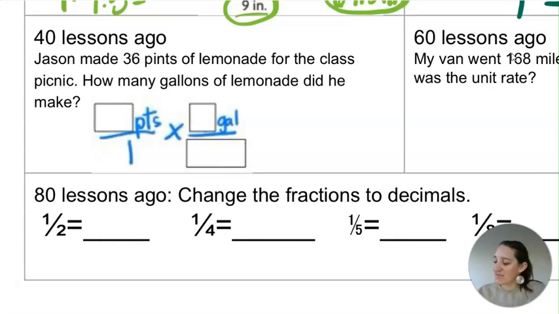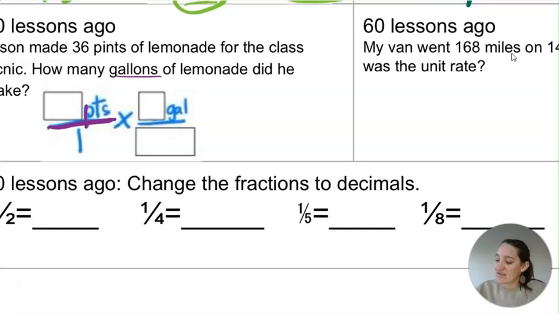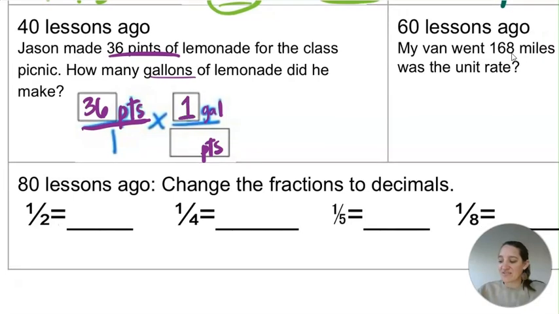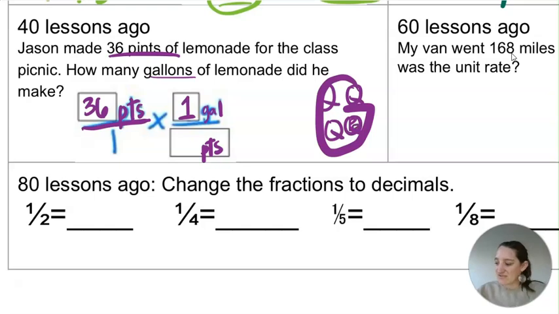Jason made 36 pints of lemonade for the class picnic. How many gallons of lemonade did he make? So I have my pints right here. I'm going to put my pints on the bottom, and it wants me in gallons. So I'm going to put gallons on top. Okay. I started with 36 pints of lemonade. And as far as this goes, I know gallons are bigger than pints. If I think of the kingdom of gallon, there's 4 queens, and each queen has a prince or a princess, right? So that ends up being 2, 4, 6, 8. There are 8 pints in a gallon.